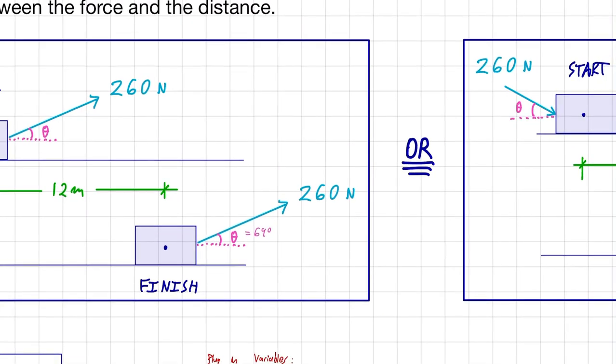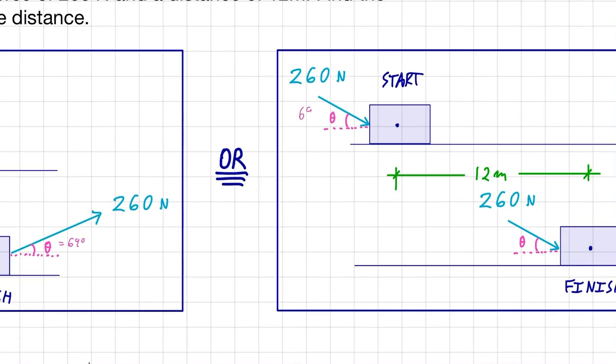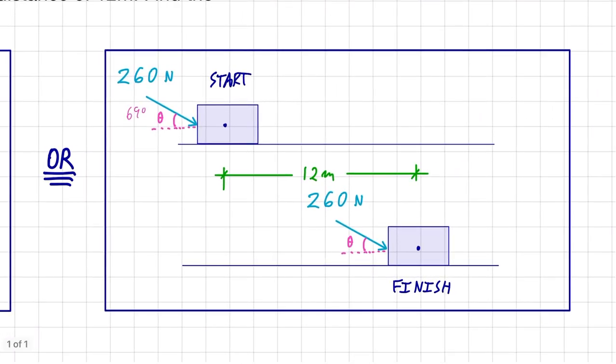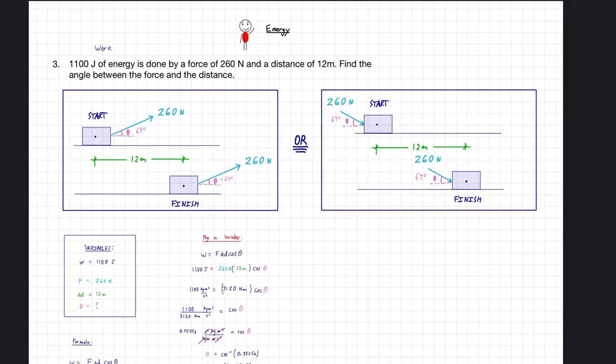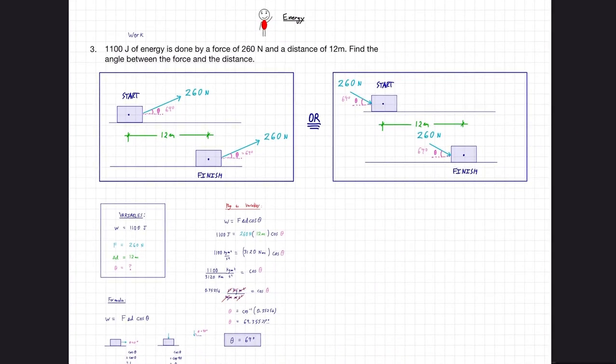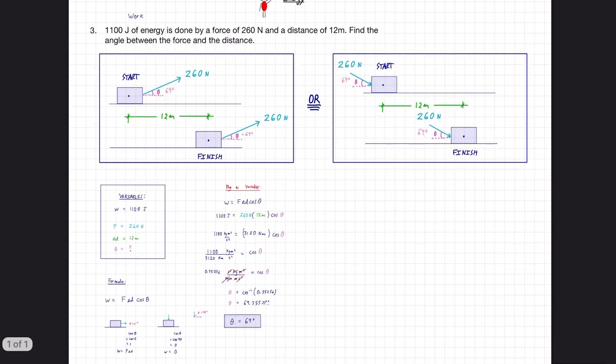And again, that's the same for all of these: 69 degrees. So I hope this solution was easy to follow along, and that is the end of this video.